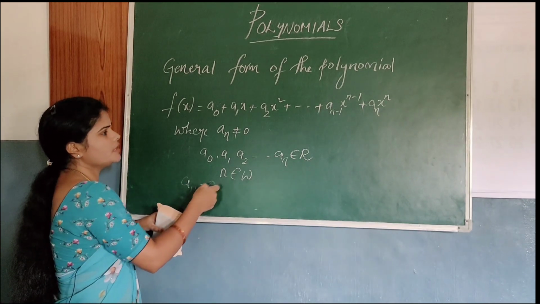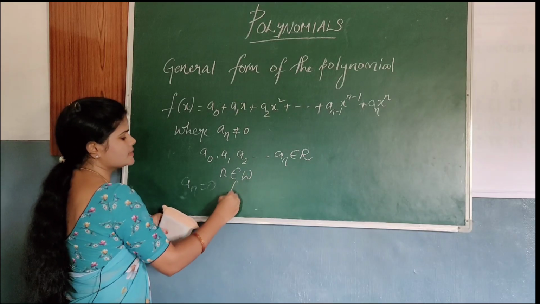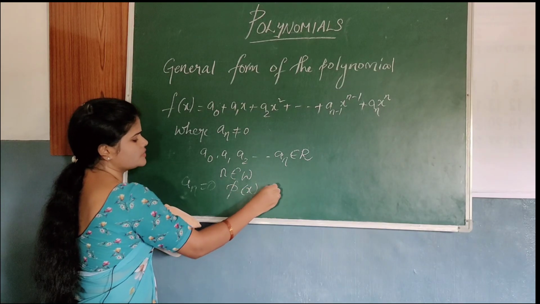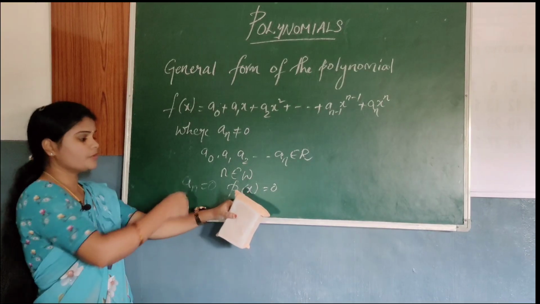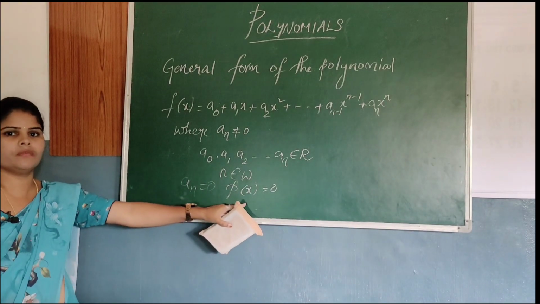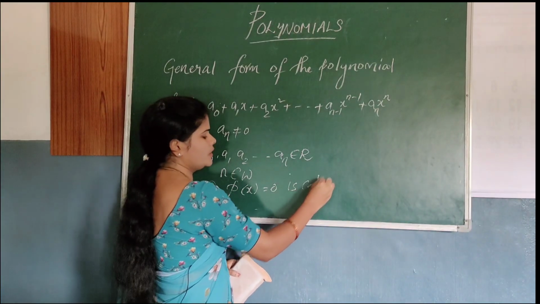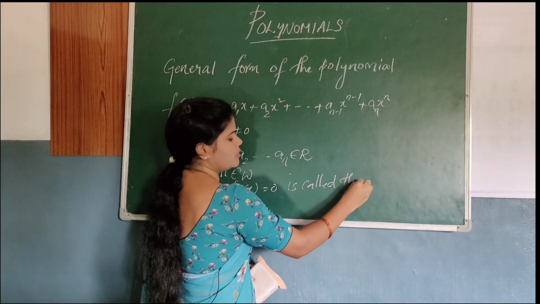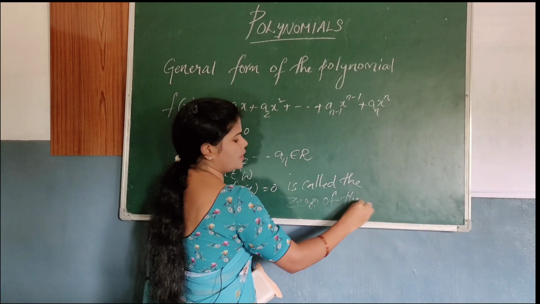if we are substituting n equal to 0, the whole terms become 0. Then P of x equals 0. The whole terms become 0. So in the place of f of x, we can also take P of x, that will be equal to 0, and it is called the zero of the polynomial.